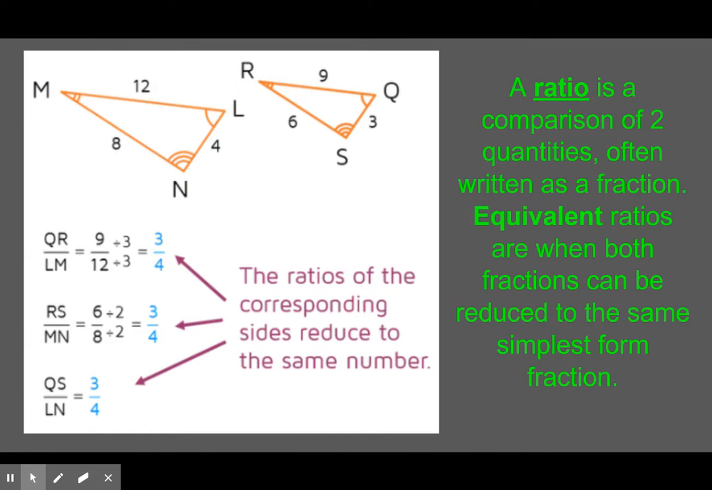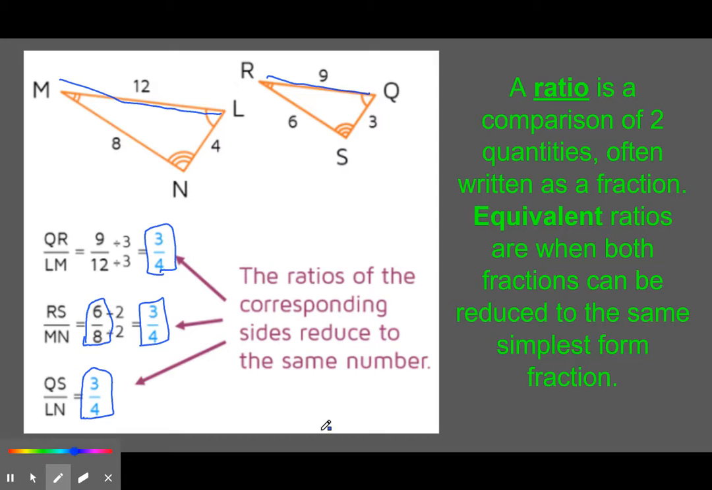All right, remember a ratio is a comparison of two quantities, and this is often written as a fraction. So equivalent ratios are when both fractions can be reduced to the same simplest form fraction. So if we look over here on the left side of our screens, we see that 9 over 12, or the length of QR over LM, reduces to 3 over 4. And then RS over MN reduces to 3 over 4 as well. And so does QS over LN. So notice they all reduce to 3/4, therefore they are equivalent ratios.